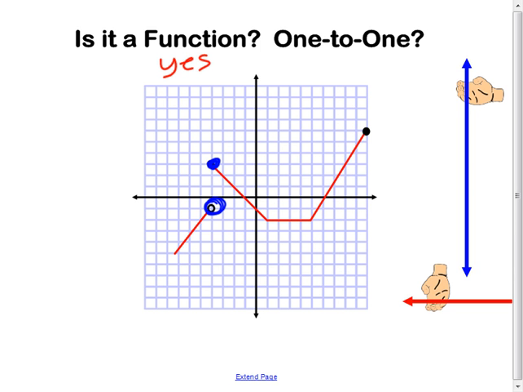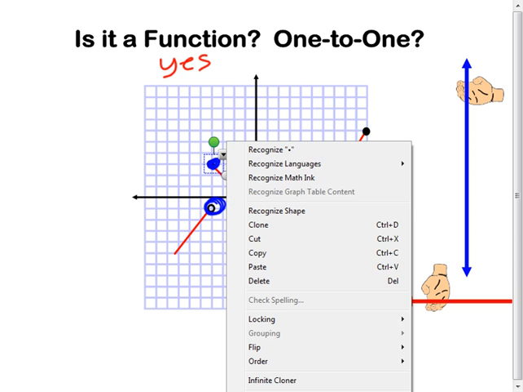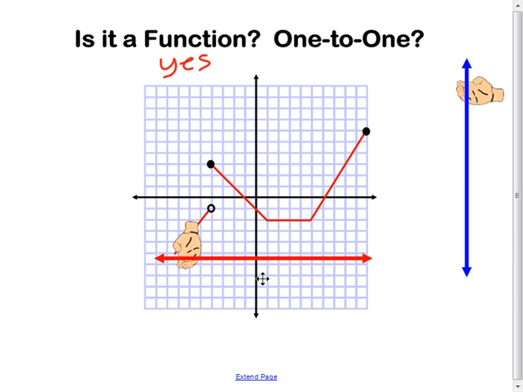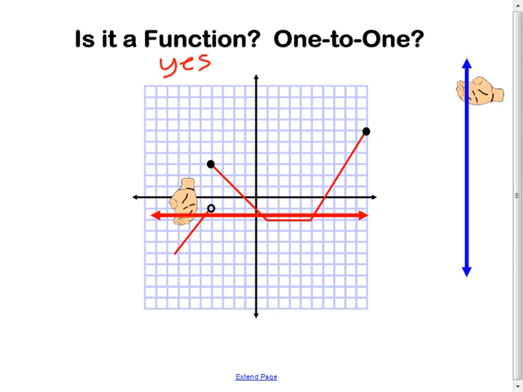And then the question becomes, is it one-to-one? If it's a one-to-one function, then you want to see if it passes the horizontal line test. So I take my horizontal line. If I were to draw it right about there, you can see clearly that the horizontal line passes the graph in more than one spot, so it is not one-to-one. This is not a one-to-one function.